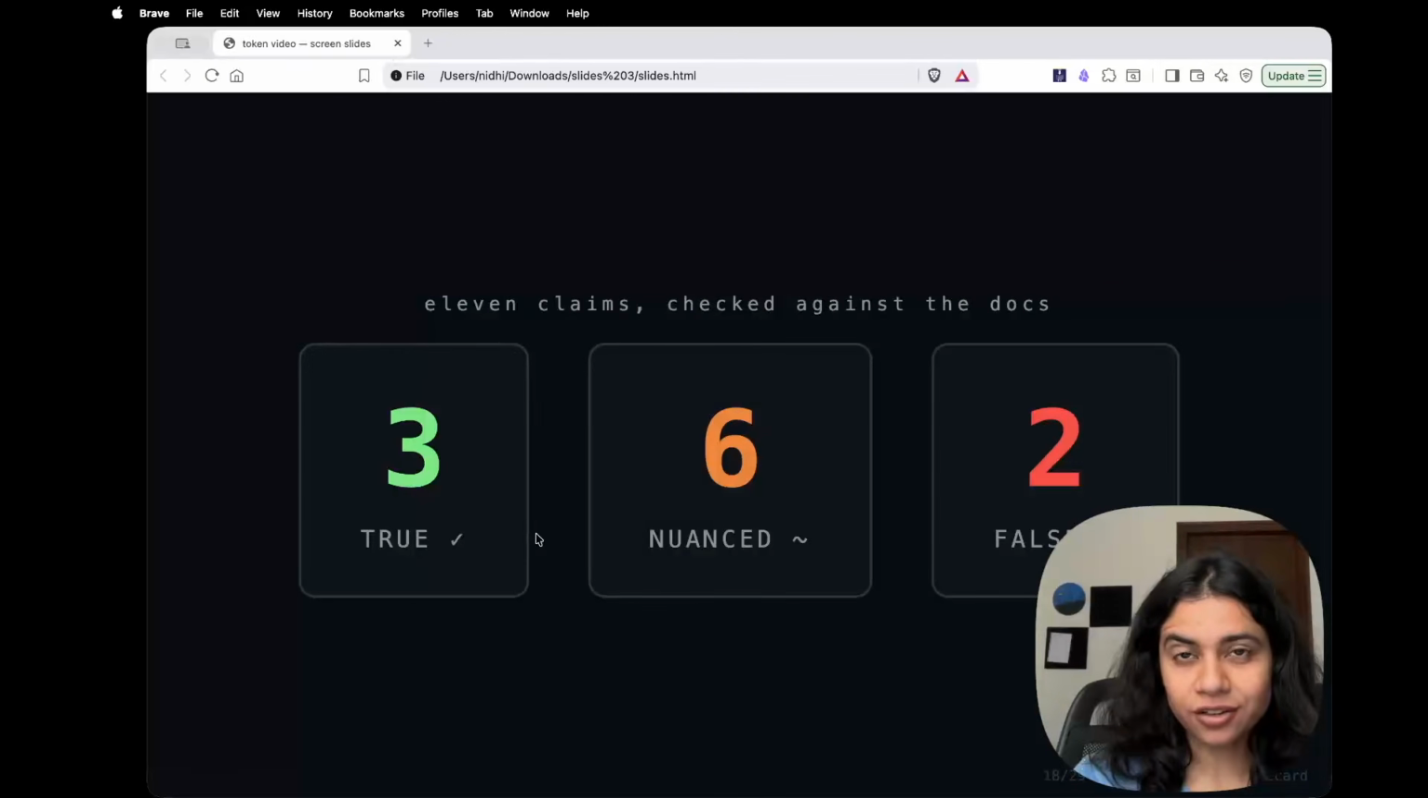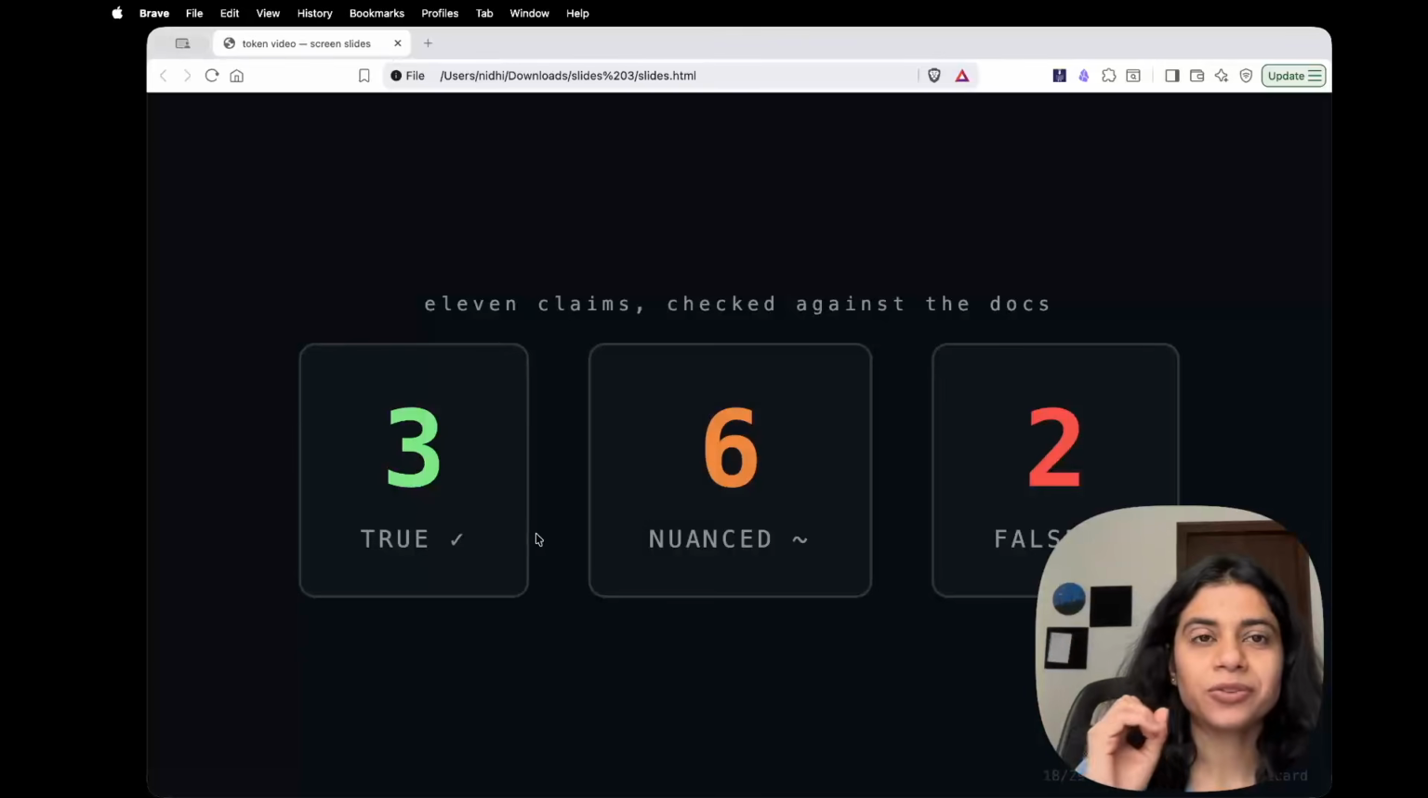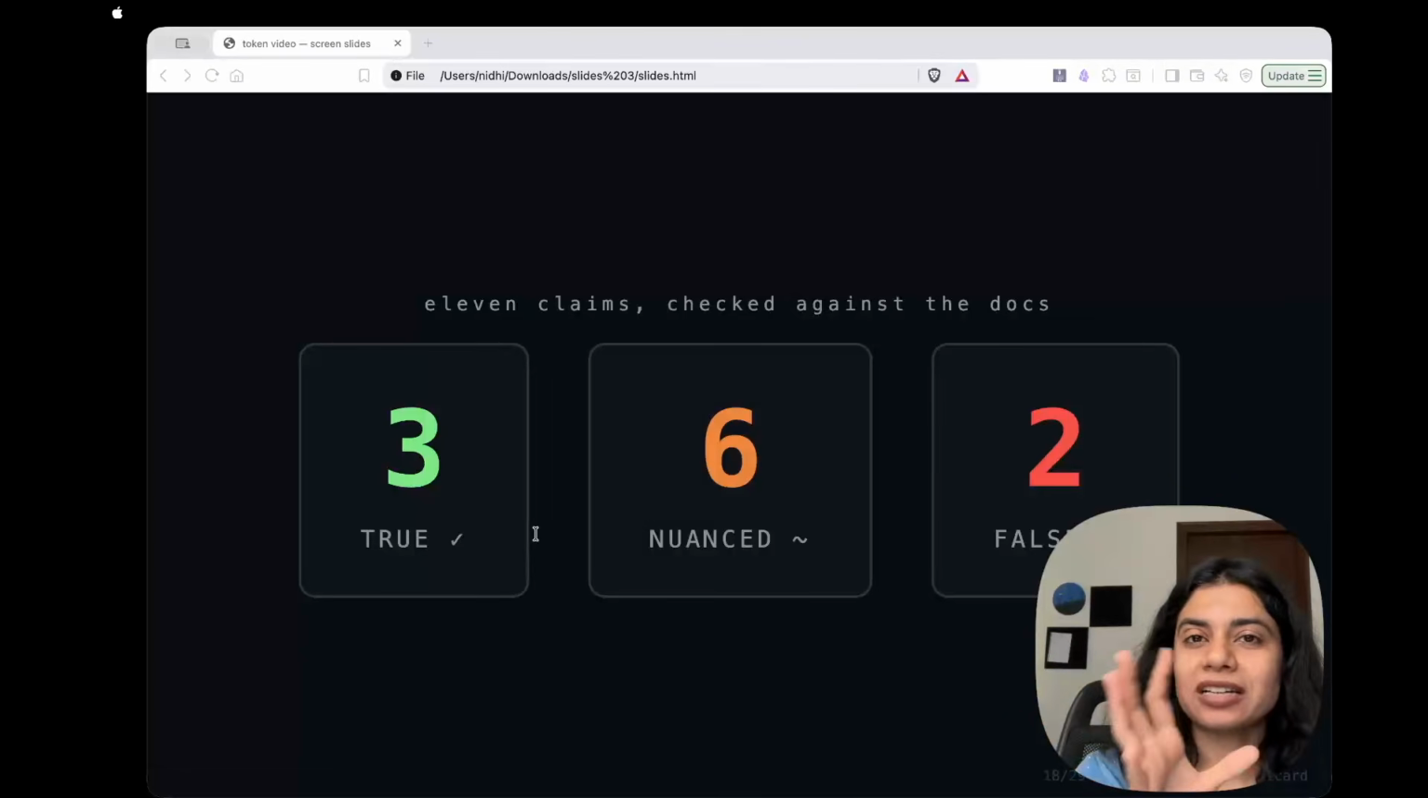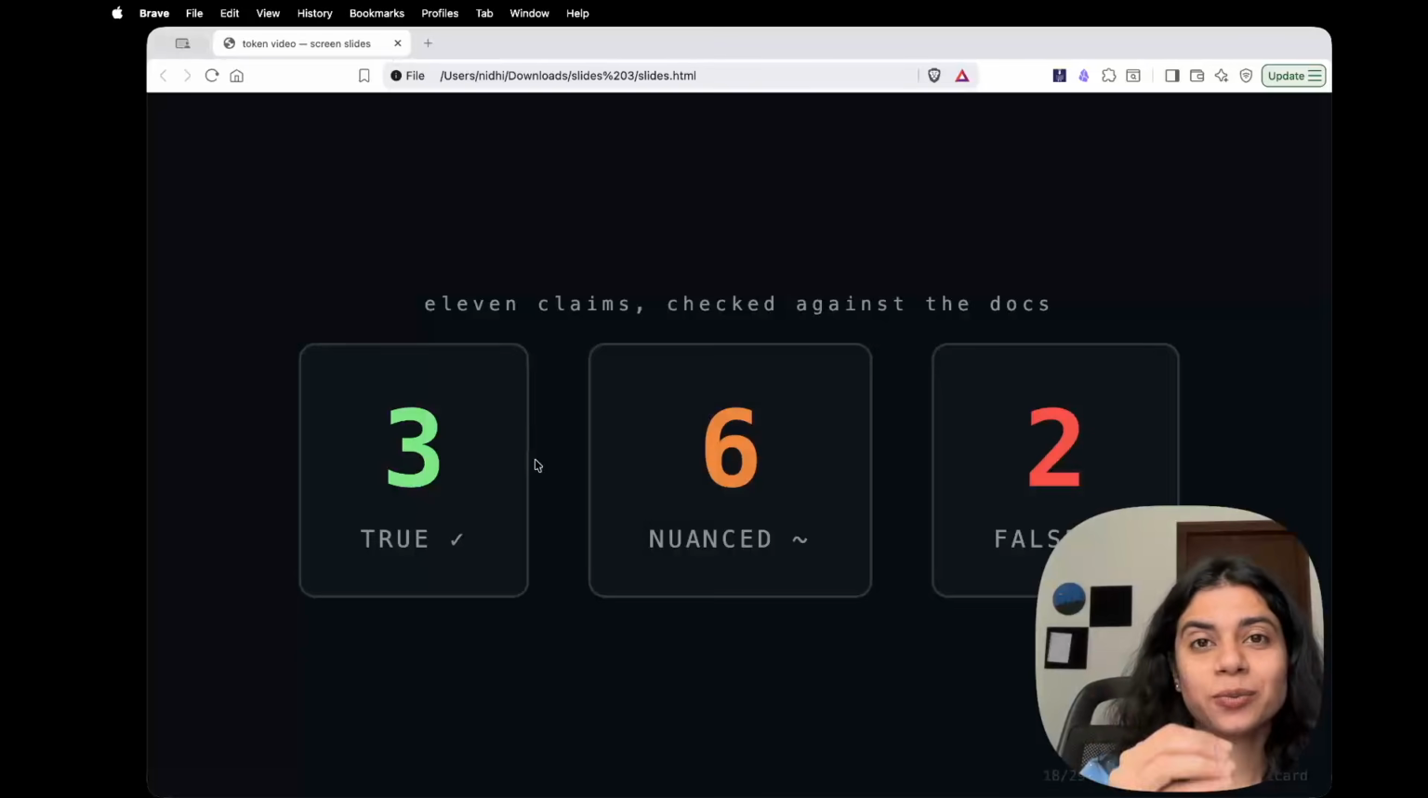So here's the final score of these 11 claims. Three of them are true, two of them are false, and six of them are somewhat true, but the mechanics and the numbers that they're discussing are not exactly right. This is the exact same reason why I spent a lot more time helping you understand the mechanics, so you can think through all of them from first principles yourself.